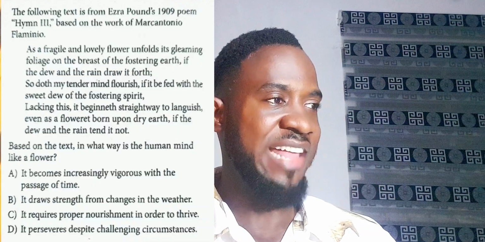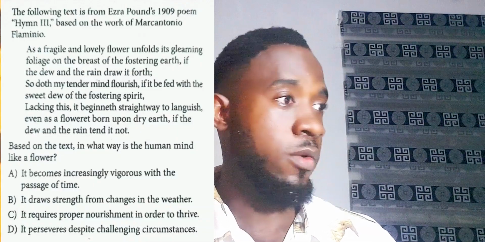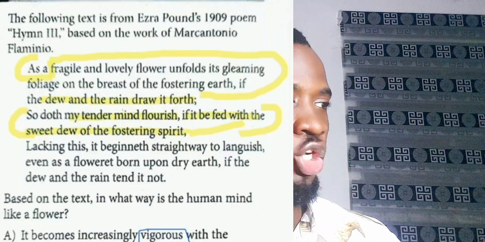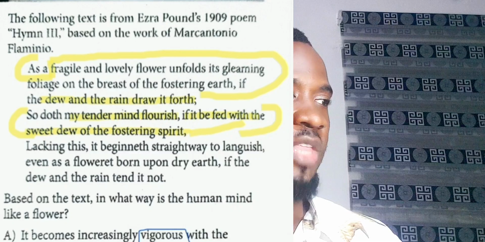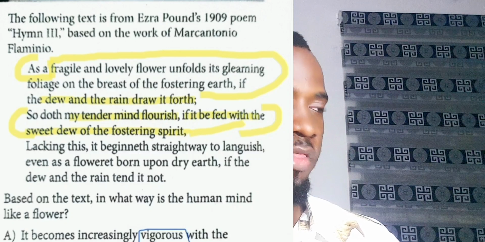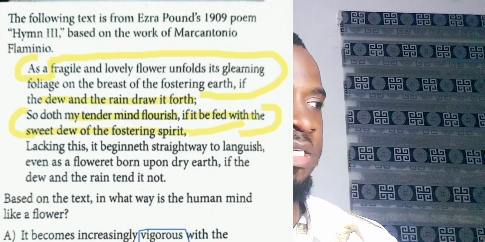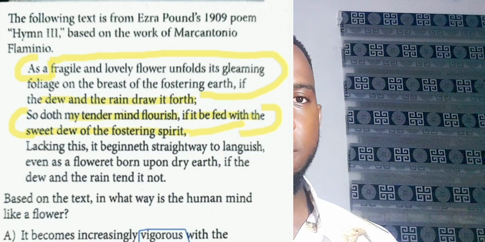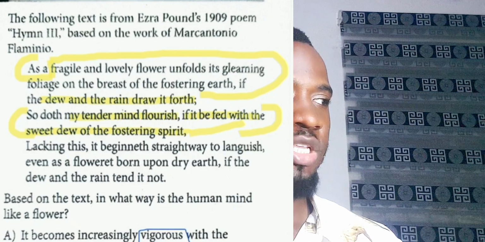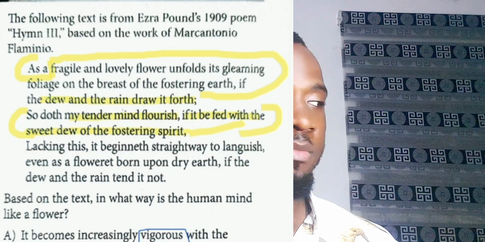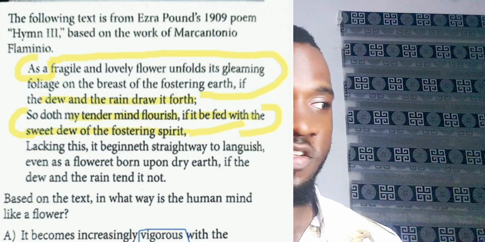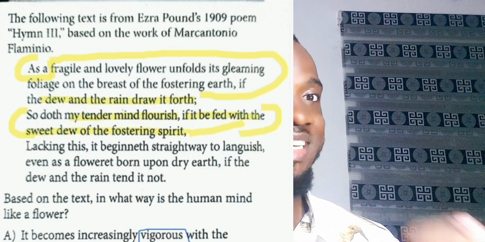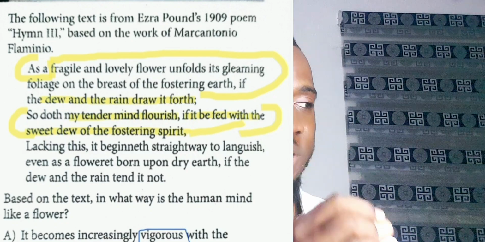So we have from the beginning, as a fragile and lovely flower. So we've seen the first keyword, the flower is fragile and lovely, unfolds its gleaming foliage on the breast of the fostering earth, if the dew and the rain draw it forth. Now, there's one thing about literary passages, you have to get an idea of the story. You don't take the words verbatim, right? You understand what is going on. And sometimes you may need to read off non-essentials, if that could help. We don't have any non-essential here. It is just a straightforward sentence, but then it is literary, it is figurative. So let's take some time to understand that.